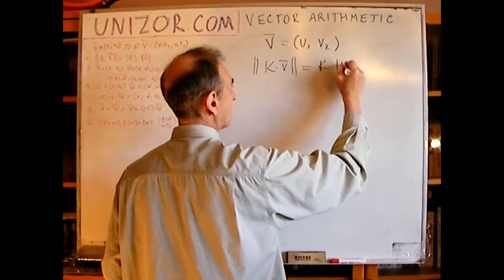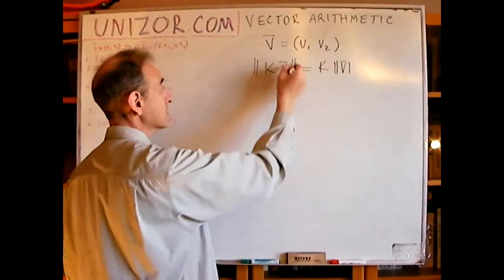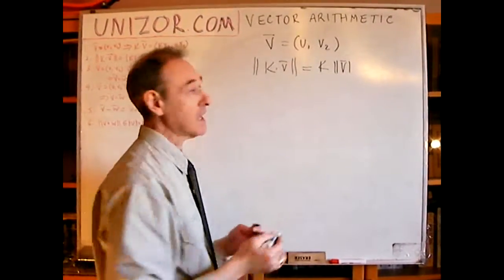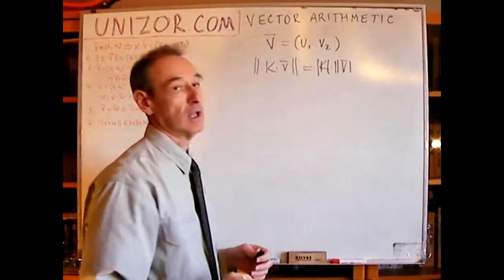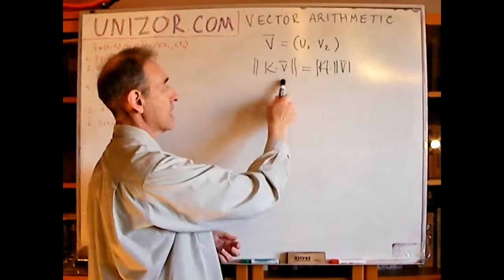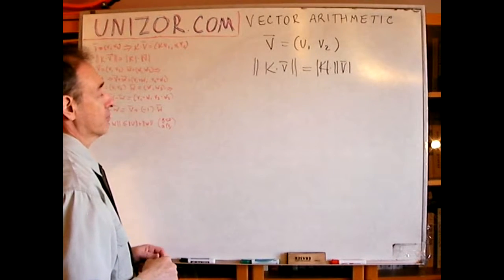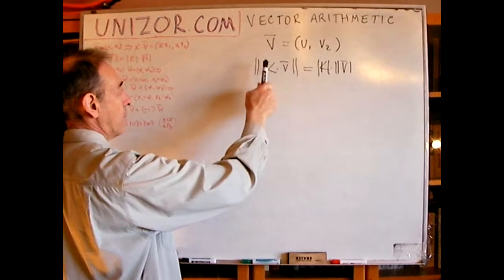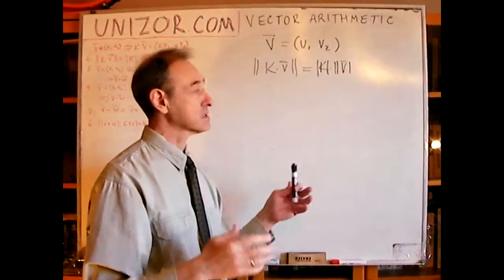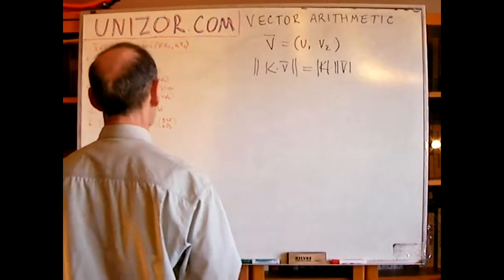Now, the only thing is I cannot really write it this way because k might be negative. This is a true length, so this is always a positive thing. So we cannot just have plain k. We have to use the absolute value of k. So the absolute value of k times the norm of the vector v is the norm of the vector kv. So that's the second problem. Multiplication of a vector by any real number results in the length being multiplied by the absolute value of that particular real number. That's the number 2 problem.